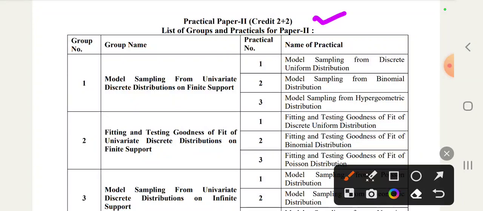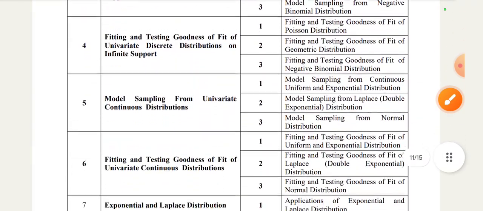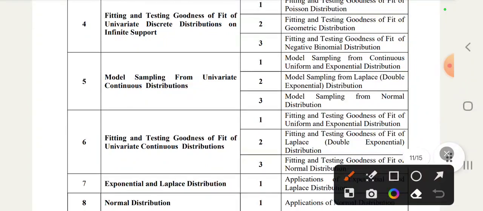There are 20 practicals in paper number 2, and these 20 practicals are divided into 8 groups. This is the first group, the second group, the third group. This is the fourth group, fifth group, sixth group, seventh group, and eighth group. If you count all the practicals in all these 8 groups, there are 20 practicals.